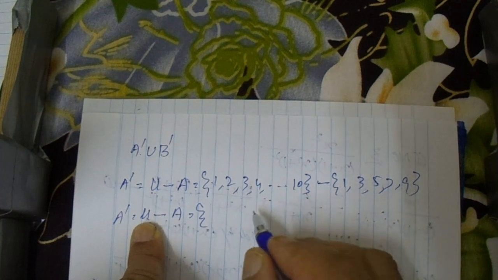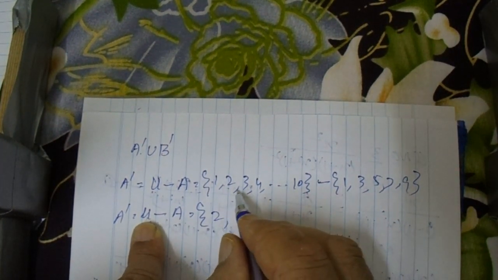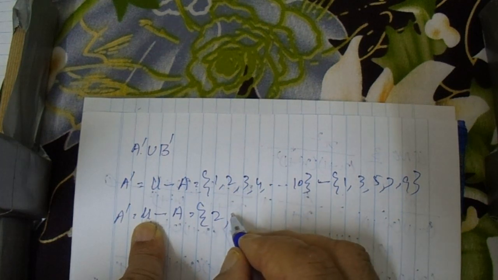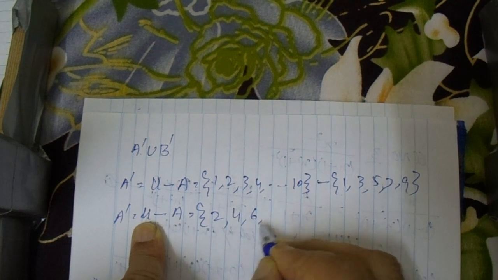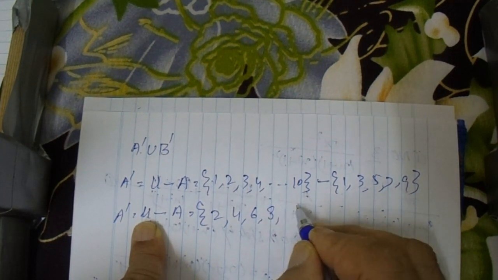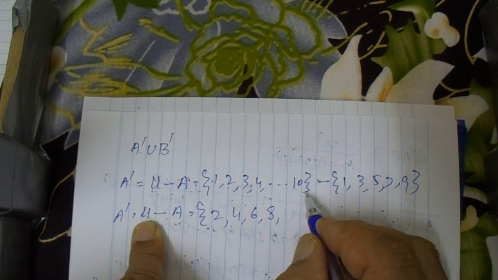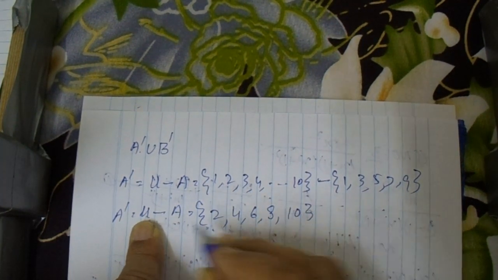Now 1 is present, we don't write. 2 we write here. And 3 is present, we don't write. 4 we write. 5 not. 6 we write. 7 not. 8 we write. And 9 not. And we write 10. This is the A complement.